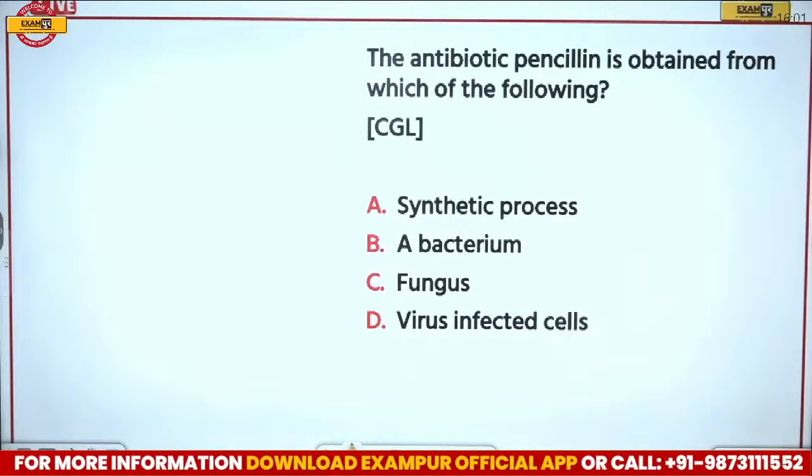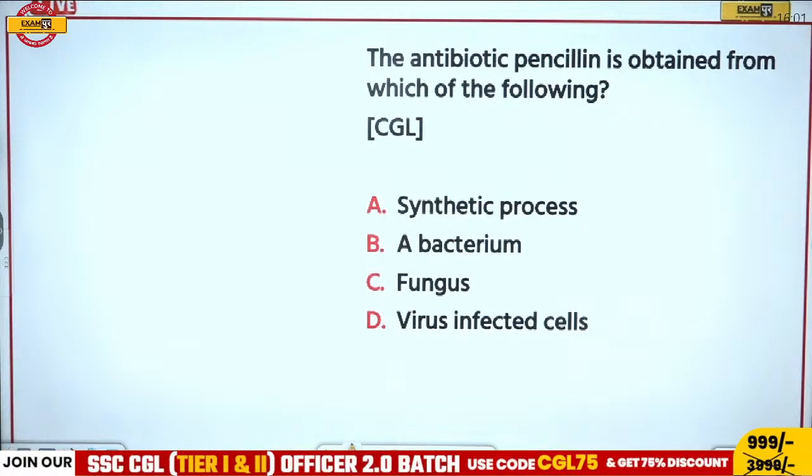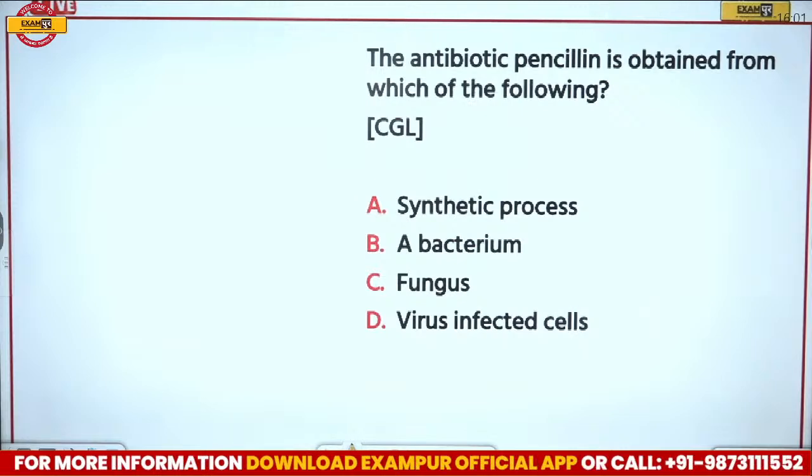The first question is: the antibiotic penicillin is obtained from which of the following? We have four options here. The first is a synthetic process, the second is a bacterium, the third is a fungus, and the fourth is virus-infected cells.